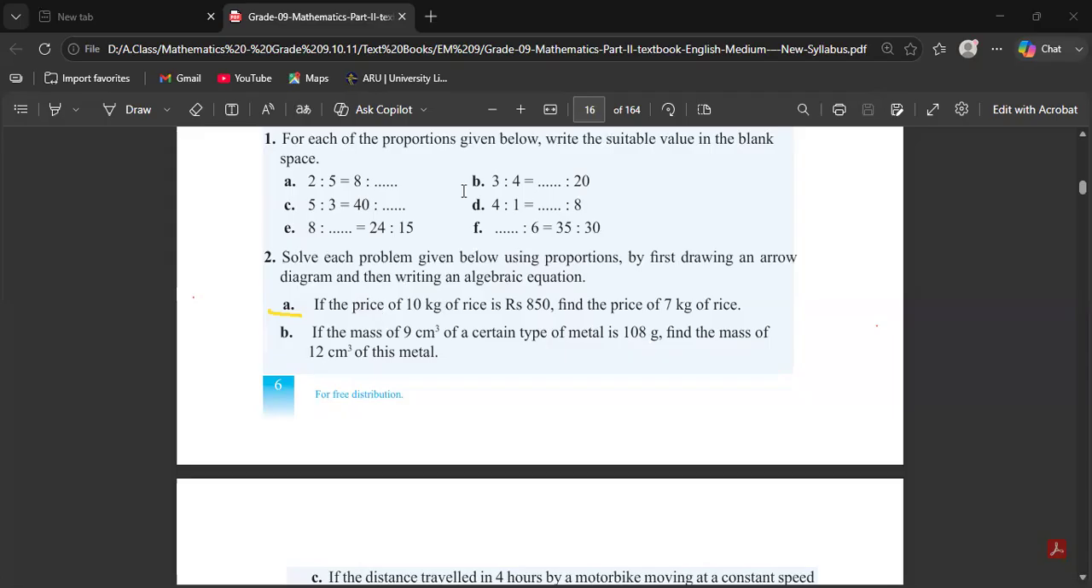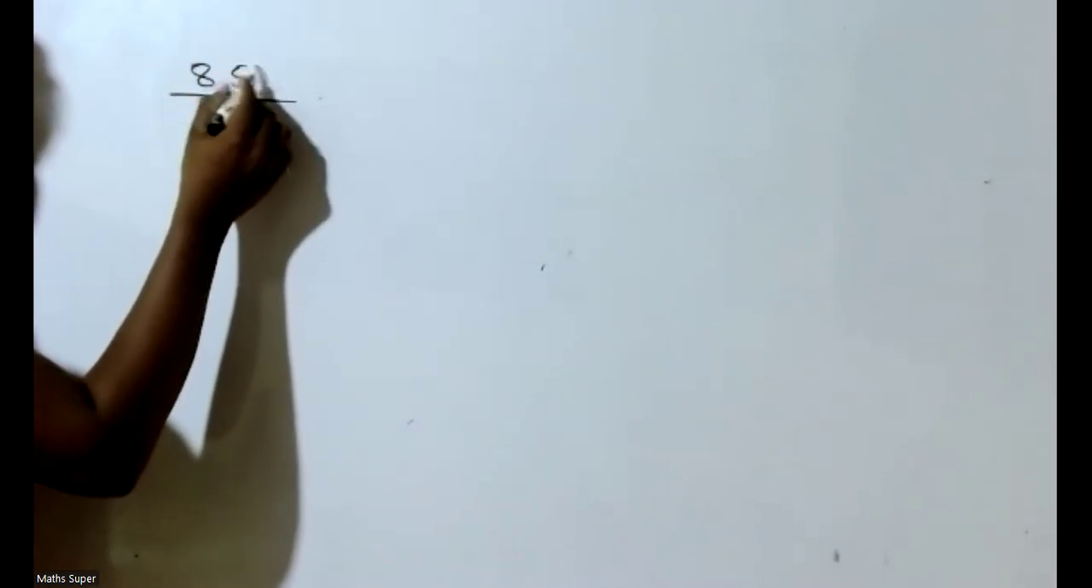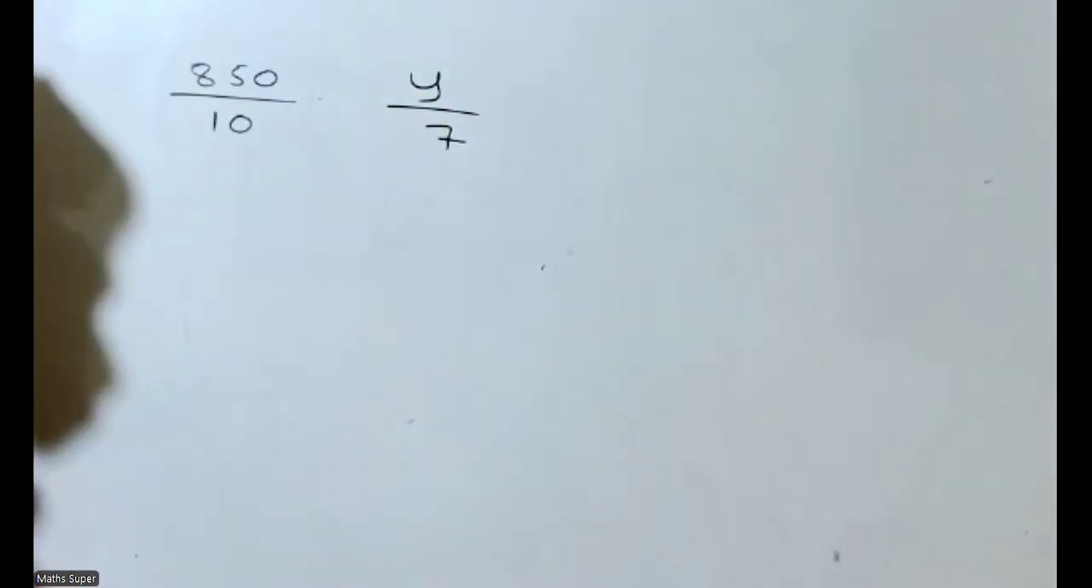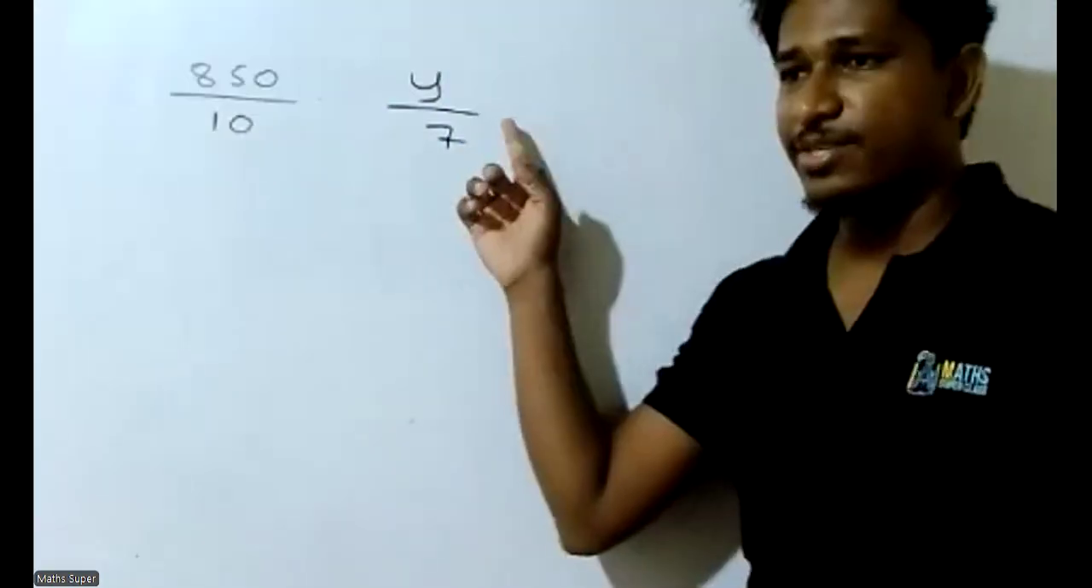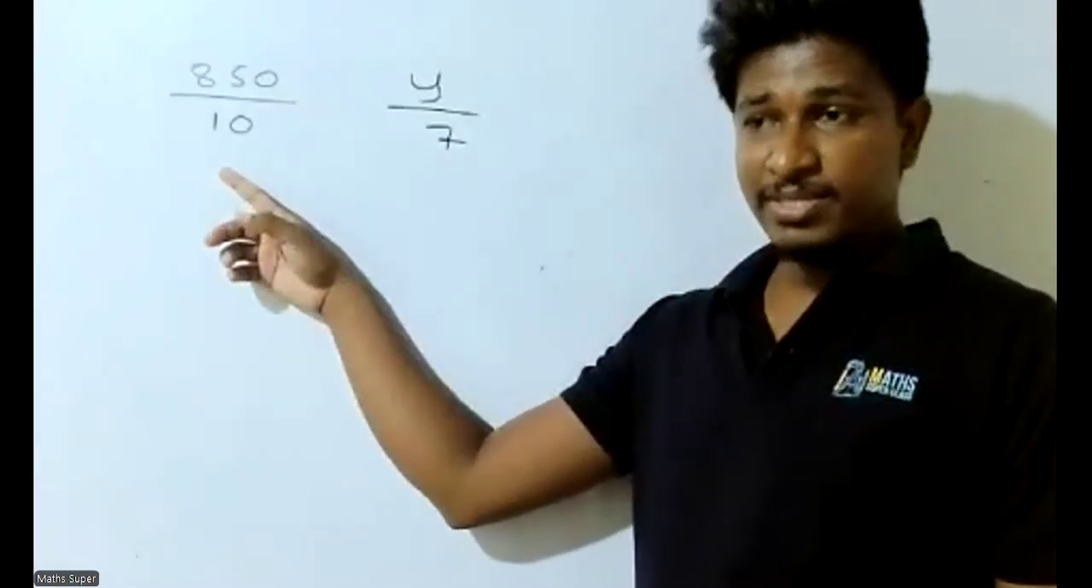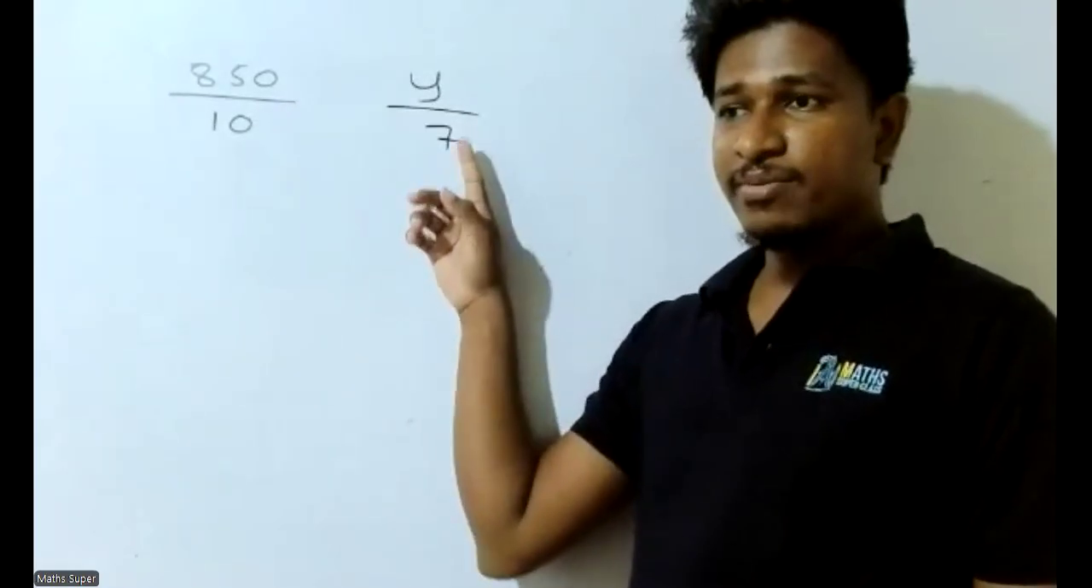If the price of 10 kilograms of rice is 850, find the price of 7 kilograms of rice. Okay. 10 kilograms, 850. Find the price of 7 kilograms of rice. So 10 kilograms, 850. 7 kilograms we can put Y. We don't know the price of these 7 kilograms of rice.